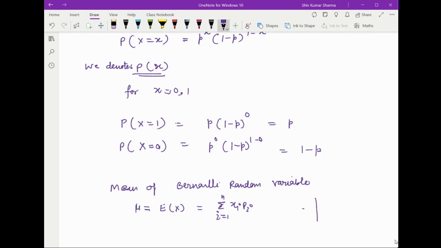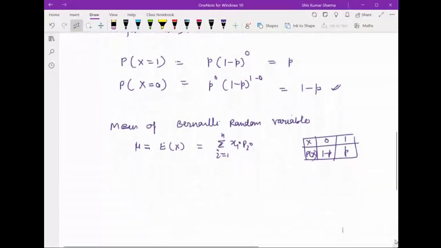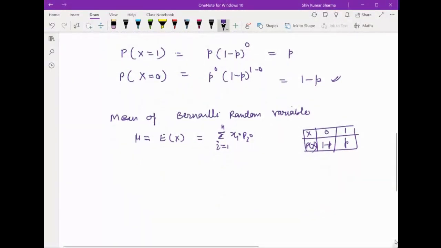But here we can make a distribution. How do we write the distribution? We have a random variable x and the corresponding probability of x. When x has the value 0, the probability is 1 minus p. When x is 1, the probability is p. So 1 minus p when x equals 0 and p when x equals 1.